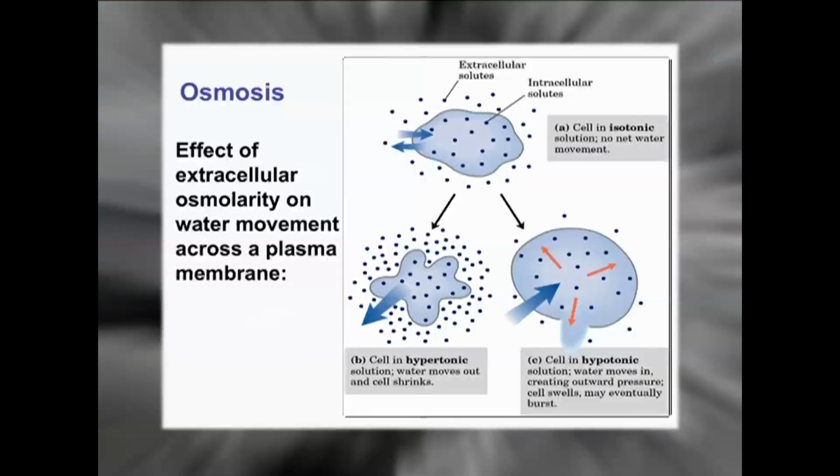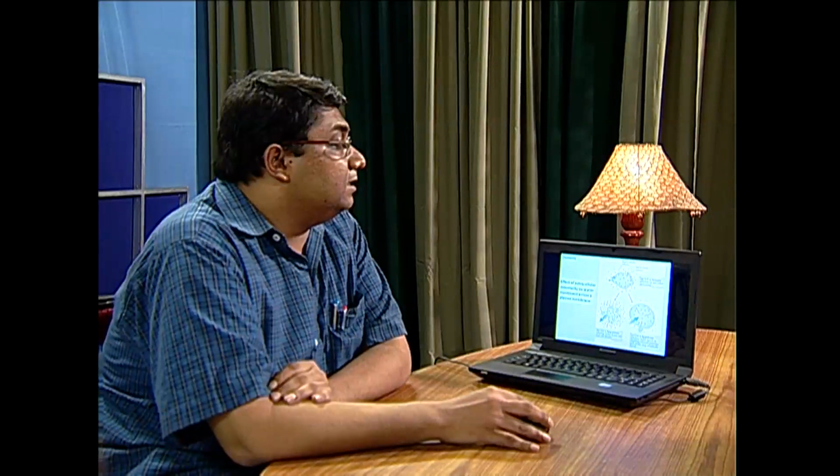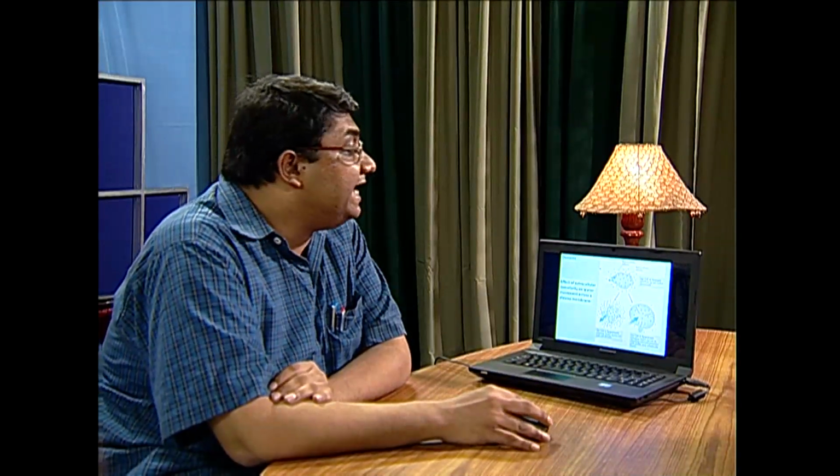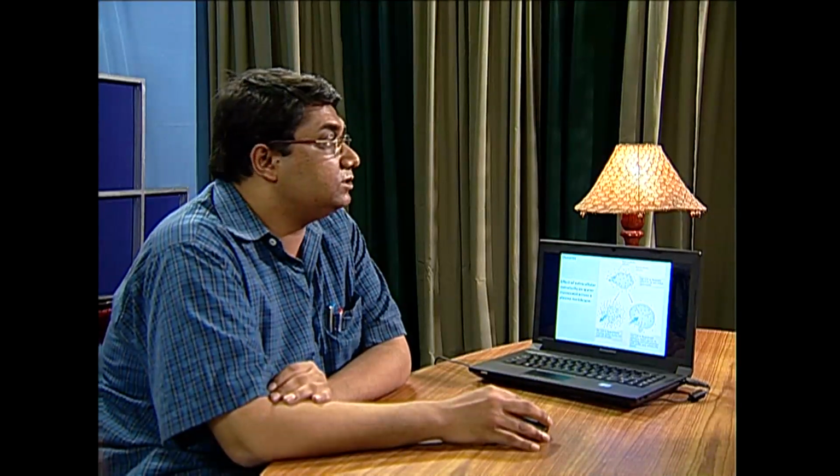Now a cell which is surrounded by a plasma membrane can have three different situations regarding the osmolarity of the surrounding medium. In the simplest case, the osmolarity of the intracellular fluid is equal to the extracellular fluid. In that case, since there is no difference in osmotic pressure, there will be no net movement of water across the plasma membrane.